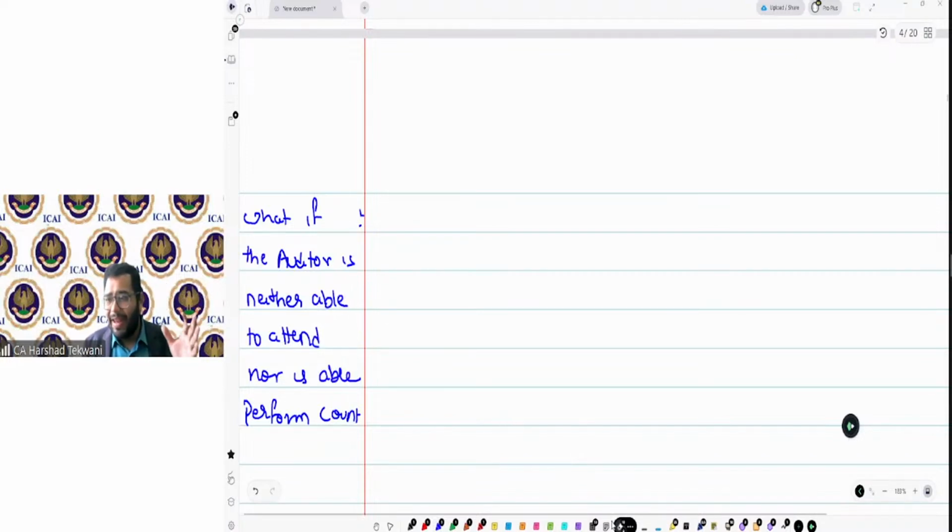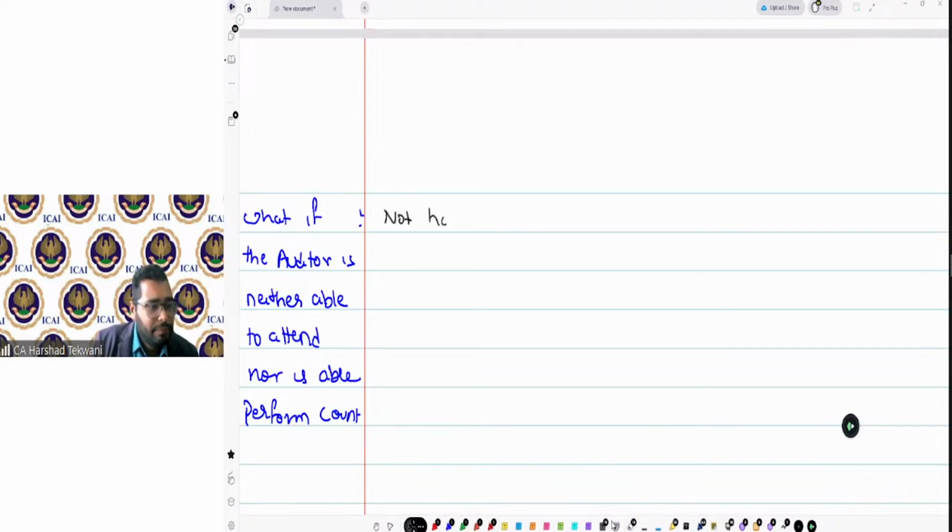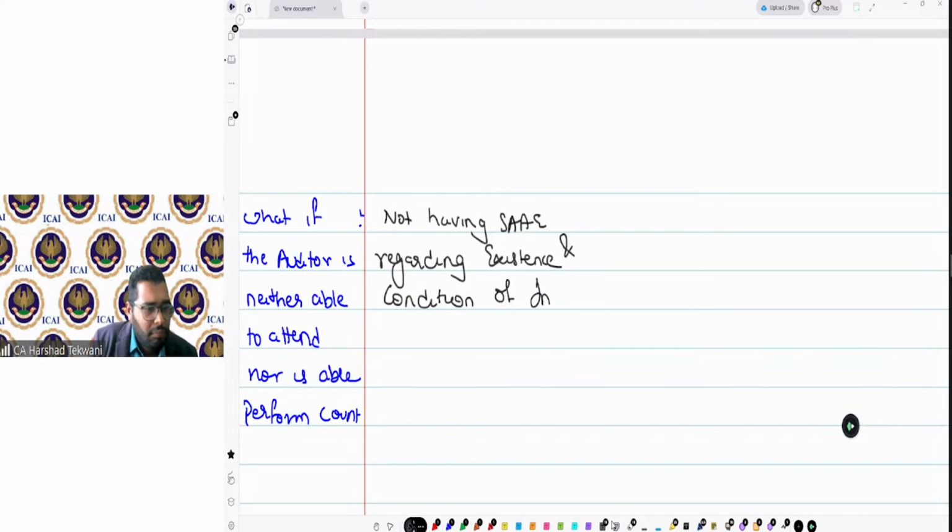This is the classic case where I don't have sufficient and appropriate audit evidence regarding the existence and condition of inventory. That is, not having sufficient and appropriate audit evidence regarding existence and condition of inventory. What should I do?